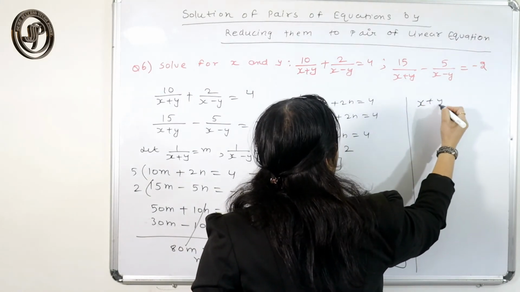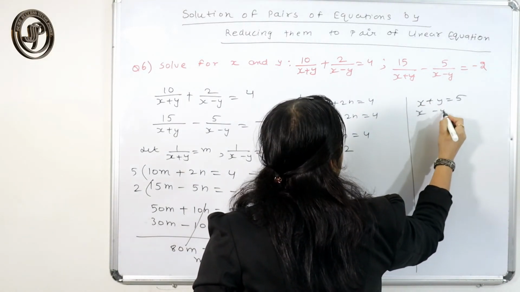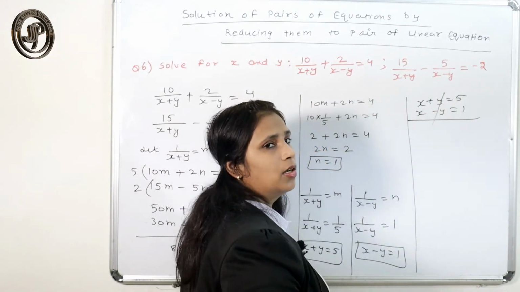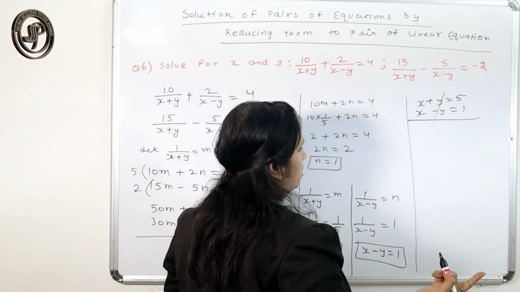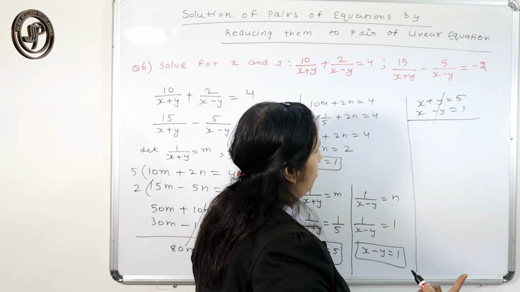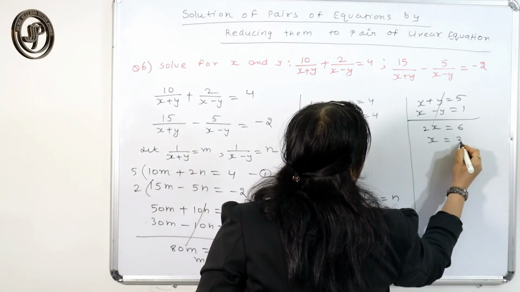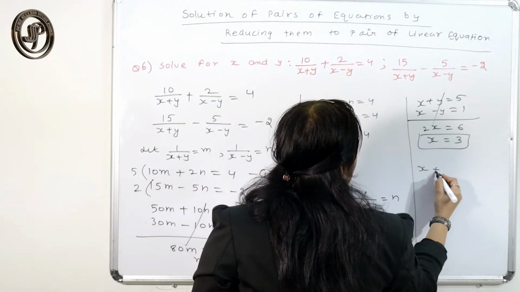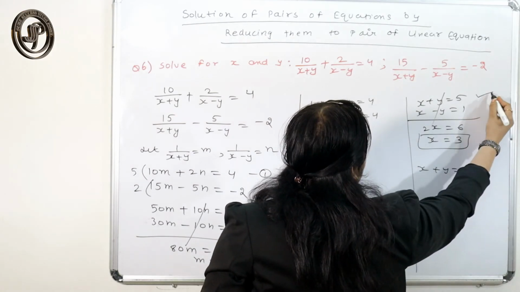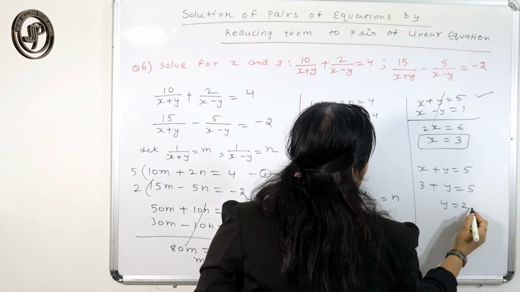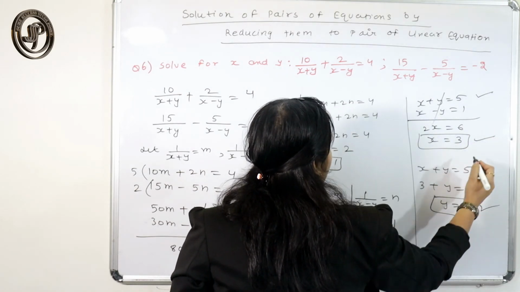Another pair of linear equations is this. Now, you just have to solve by the elimination method. No need to make the coefficients the same because they are already the same and of opposite nature. So, here you get the value of x. Now, you substitute the value of x in this equation. So, y will be 2. So, here is your value of x and y.